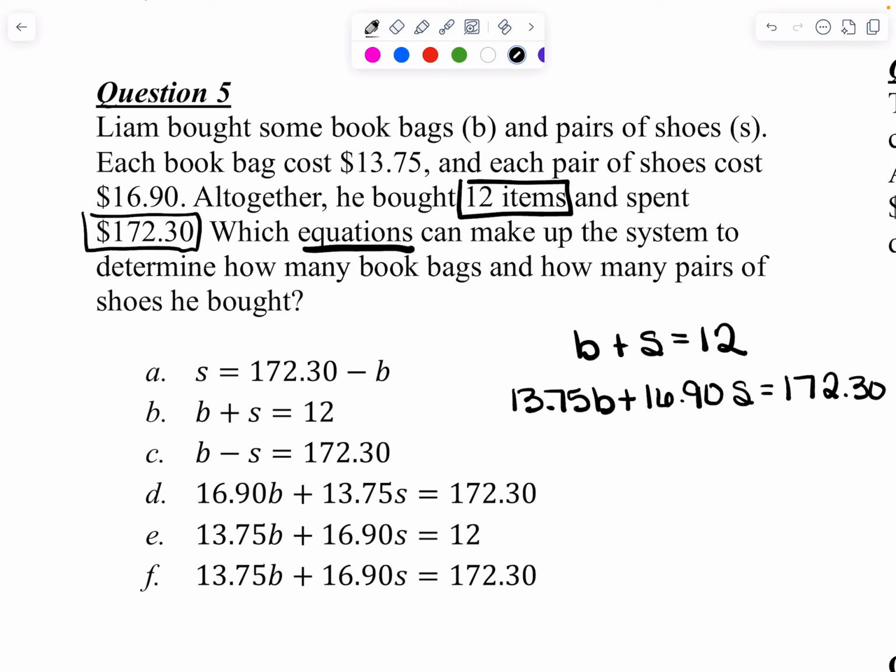Well, the first one says B plus S equals 12. Well, that'll be equation B. My second equation is 13.75b, so I know it's not D, plus 16.90s, okay, it could still be E or F, equals 172.30. So that means it has to be F. Okay? And that would be question 5. That's all they asked us to do. Now, let's go to our last question.